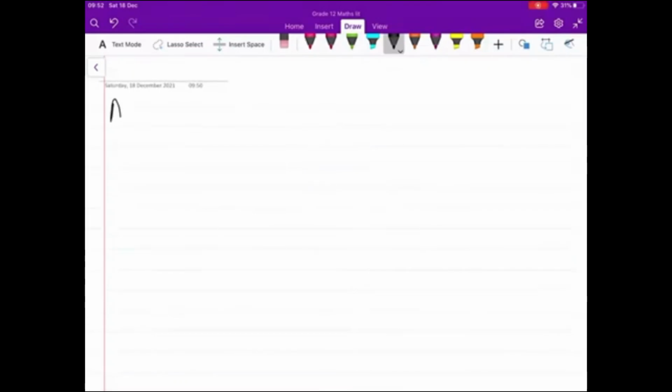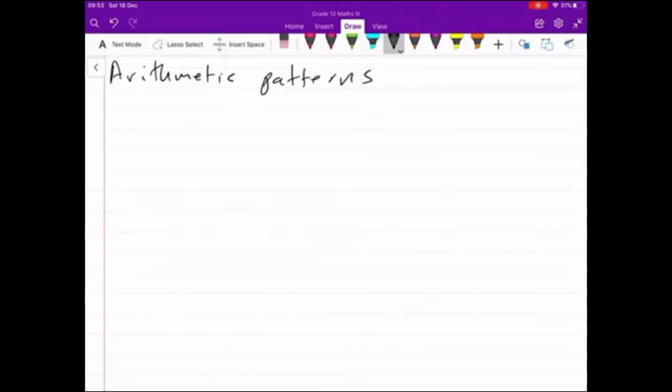Right, greetings, guys. We are talking about the topic arithmetic patterns. Now, because you have done this topic in grade 10 and you revised it in grade 11, we are really not going to dwell much into it and explain it detail by detail. We are just going to give you an overview to help you revise what you have already learned.